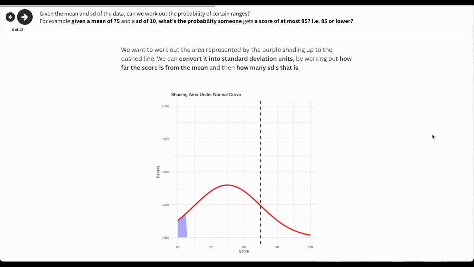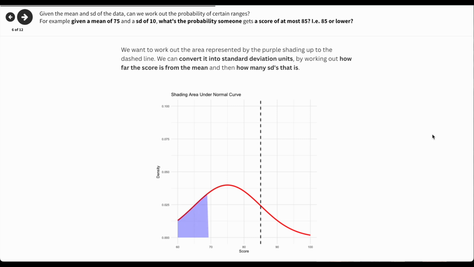So given the mean and standard deviation of the data, can we work out the probability of certain ranges occurring? For example, given a mean of 75 and a standard deviation of 10, what's the probability someone got a score of at most 85, so 85 or lower? What we want to do is work out the area represented by the purple shading up to that dashed line, which represents our 85. And the way we do that is we convert it into standard deviation units.